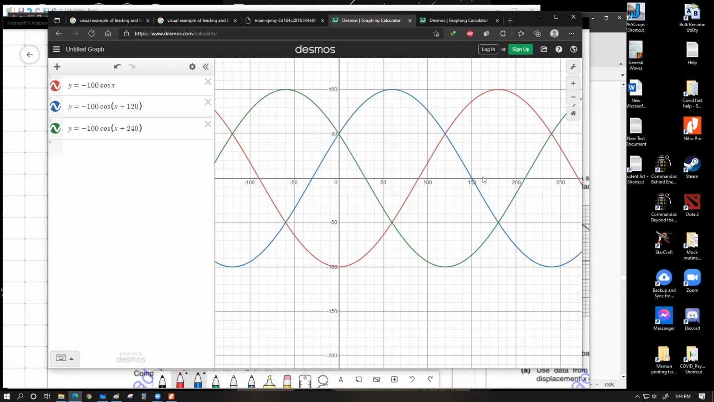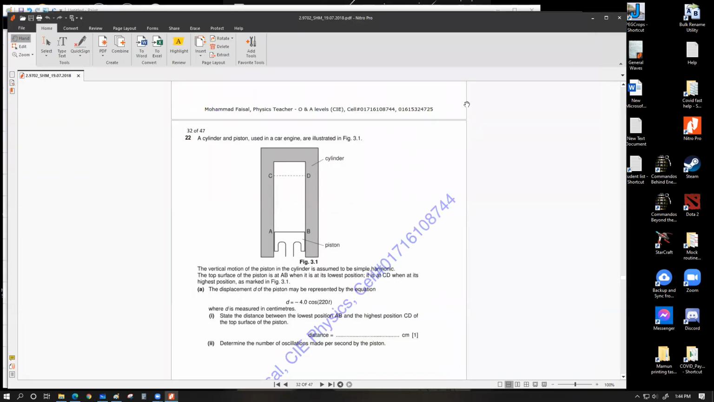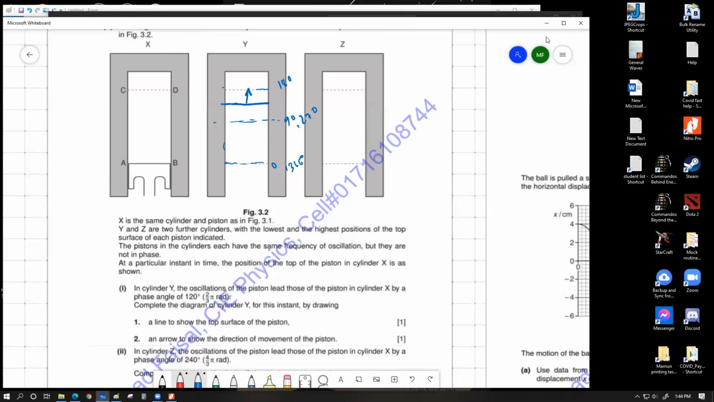This is the time axis. So we have to observe the position of each individual graph, blue, green, or red, at this point along this line at t equals 0, because we are asked to find out the position and the velocity direction of the y and z pistons exactly at the instance when x is at this position. So I'm not supposed to look at different time instances, rather I'm supposed to look at the same time instance.